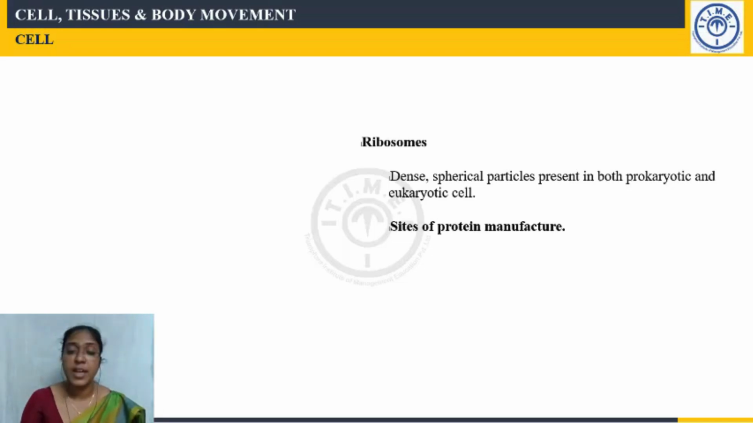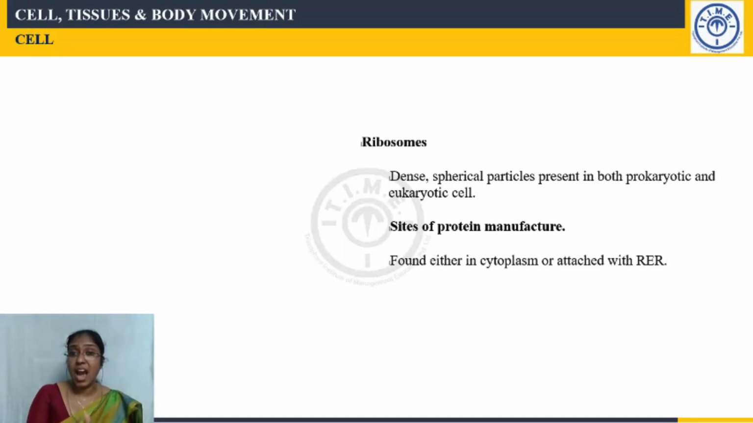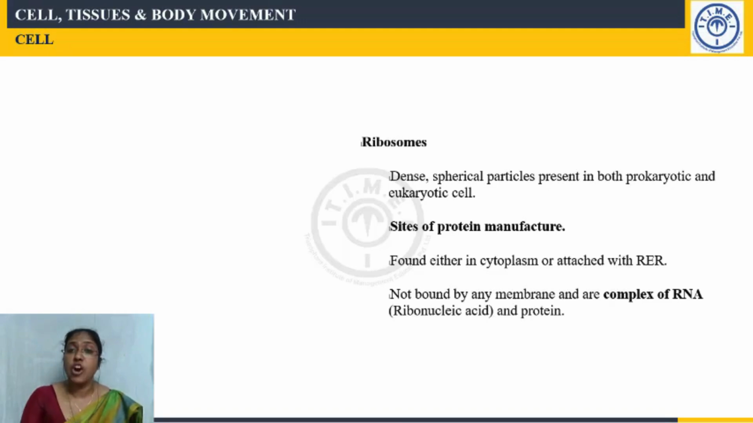Ribosomes are the sites of protein manufacture. The proteins are manufactured or synthesized inside the ribosomes, and they are found either in the cytoplasm or attached to the rough endoplasmic reticulum. That's why it gets its name RER, isn't it? They are not bound by any membrane, and they are made of a complex of RNA molecules. It is a single-stranded genetic material, and they are known as rRNA.